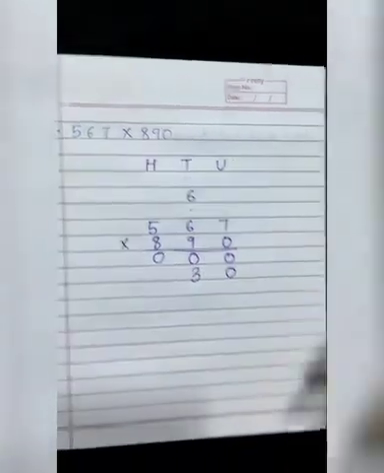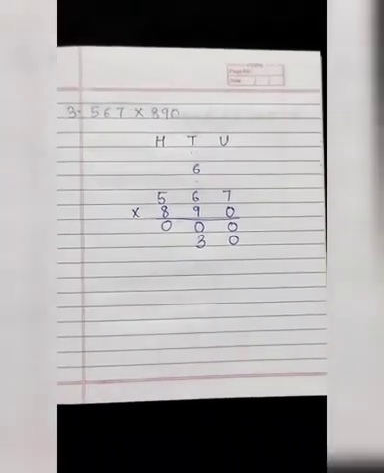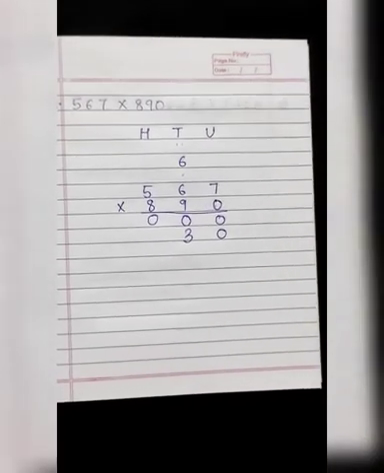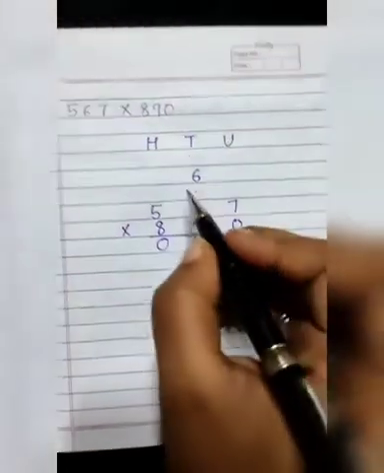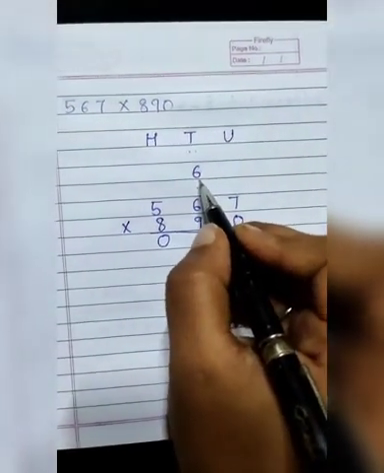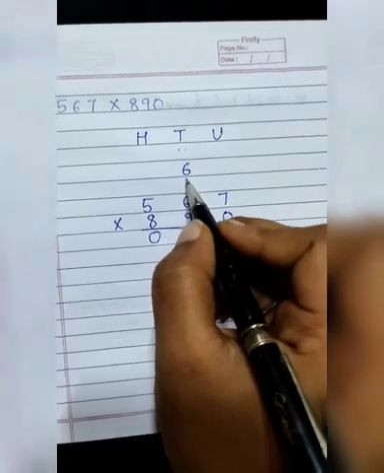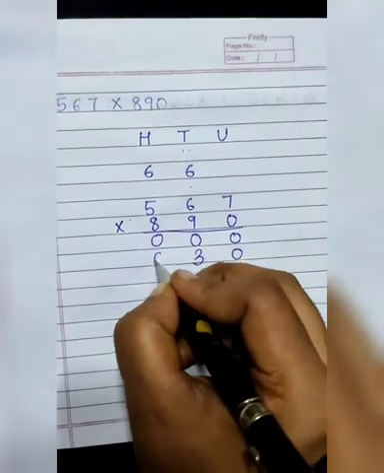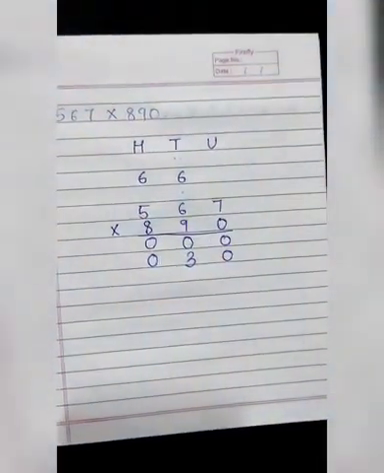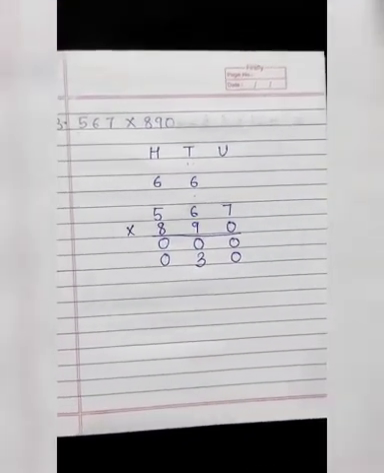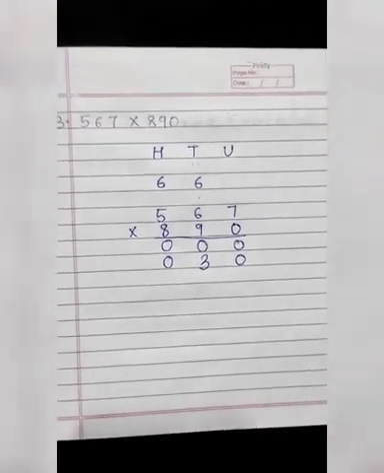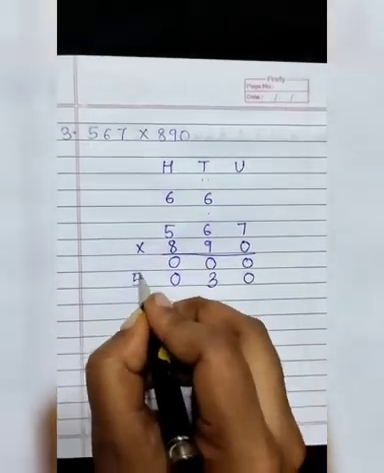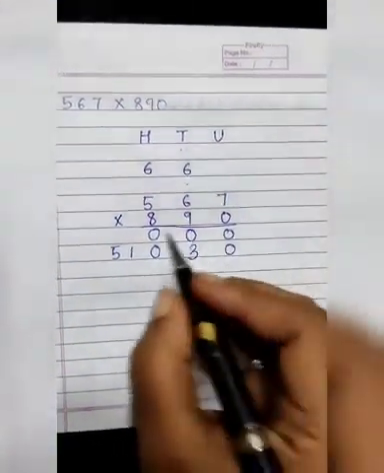Now 6 multiplied by 9 is how much? It will be 54. And we will add here 6. So how much will it be? It will be 60. So 6 again I'll carry here and 0 I'm going to write here. Now 5 multiplied by 9 will be how much? 5 nines are 45 plus 6. So how much will it be? It will be 51.